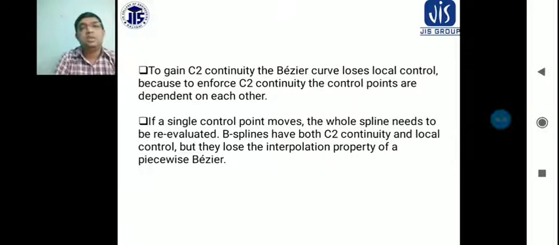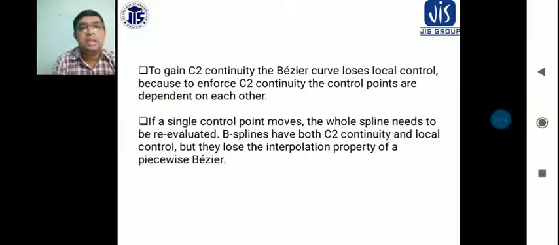With C2 continuity, Bezier curves lose local control, meaning which points move and which stay in place. Because we enforce C2 continuity, the control points depend on each other. If a single control point moves, the whole spline needs to be re-evaluated.